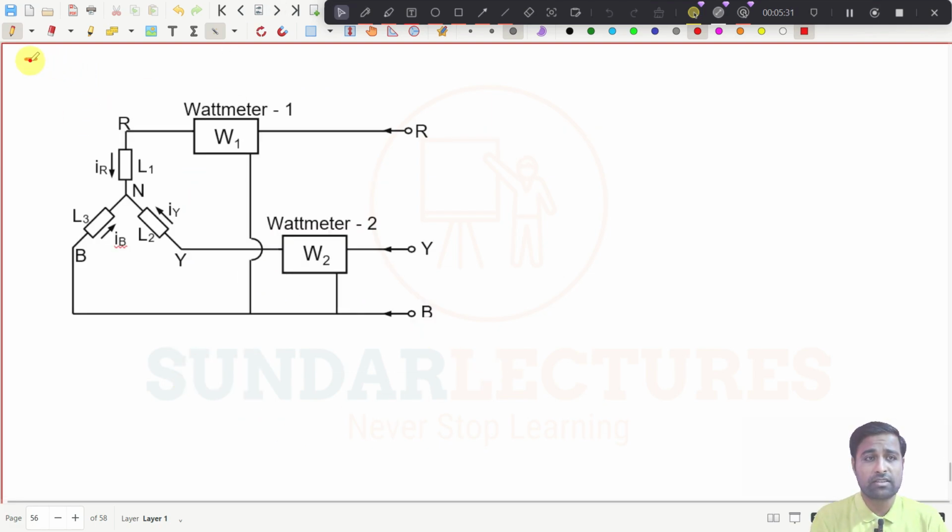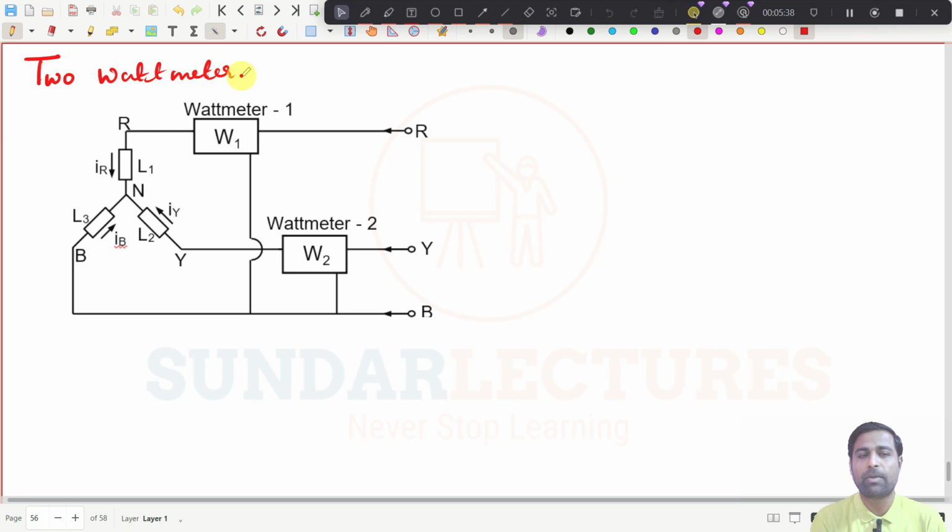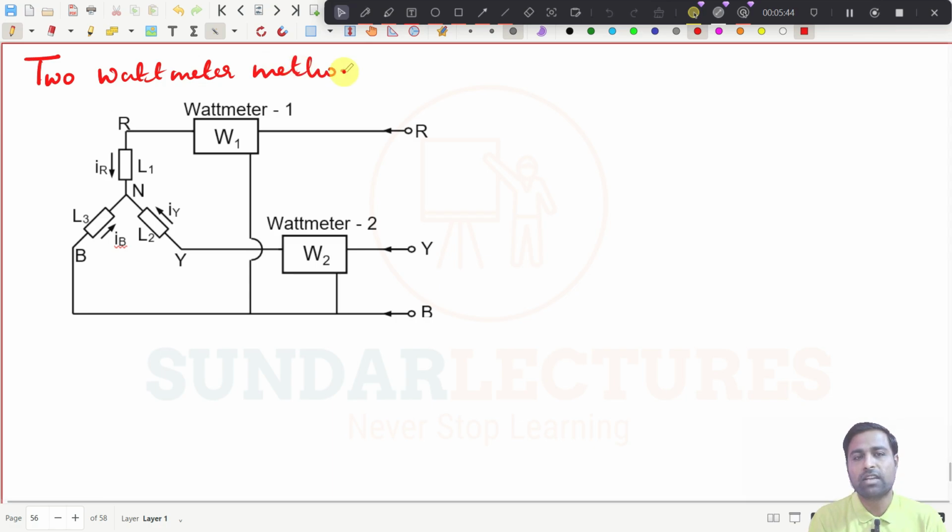And this one is very important, the 2 wattmeter method. With only 2 wattmeters, we are going to measure the whole power. What is the total power in the circuit? That is in the star connected circuit, 2 wattmeter method. This one is really important.